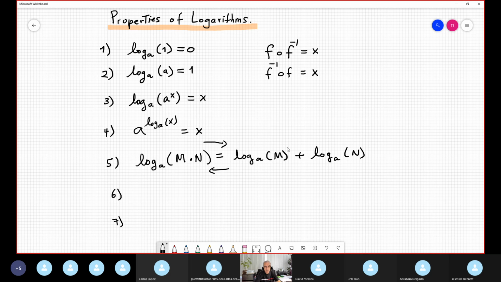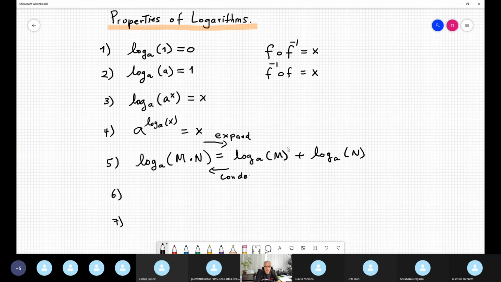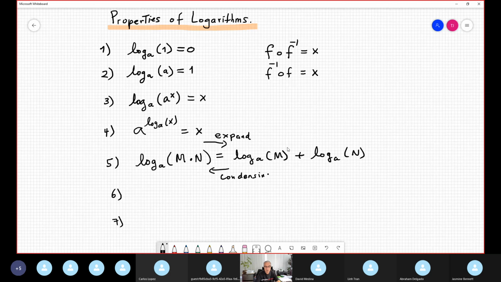We are using it in this direction or we are using it in that direction. When you are using it in that direction, it's expanding: we have one single logarithm and you expand it into several. And the other direction is condensing. We have, I don't know, 8 logarithms and you magically condense them into only one. Okay, this is super useful. In an equation that has 1, 2, 3, 4 logarithms, you condense them into only one and make your problem easy.